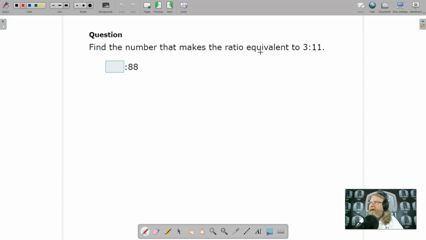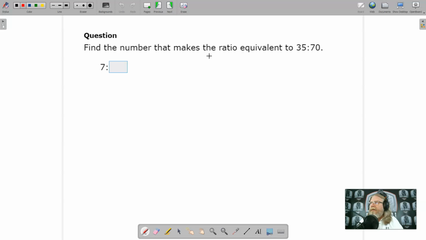Find the number that makes the ratio equivalent to 3 to 11. So we have 3 to 11, and we're going to set that equal to X over 88, so we can find that missing value. All right. Gee, this is kind of like the last one we had. 11 times something is 88. Well, we know our 11, so that's times 8, right? Let's multiply our numerator by 8 as well. And 3 times 8 equals 24. So 24 is our missing value.